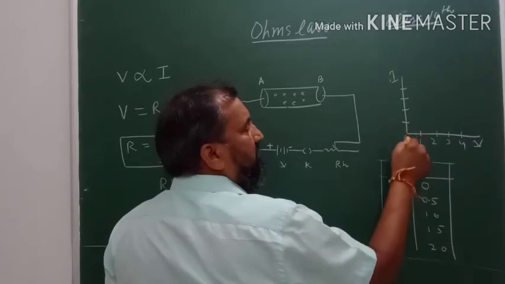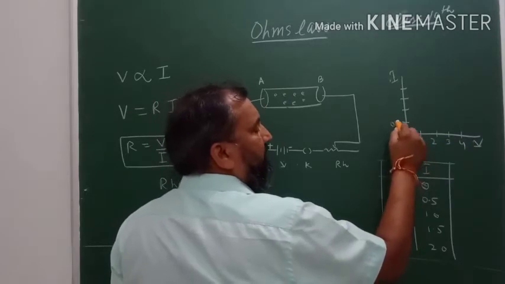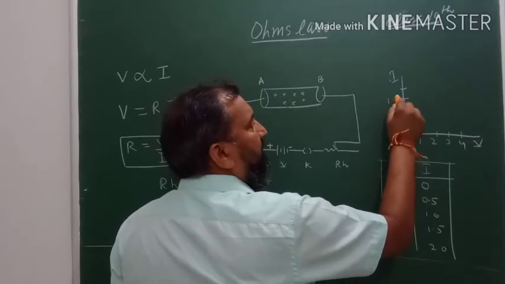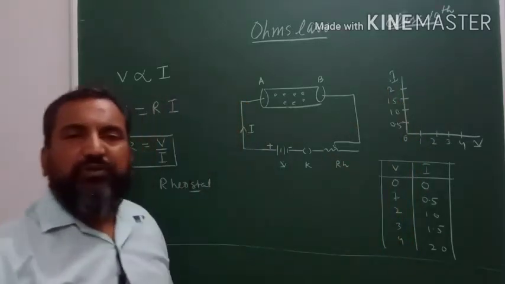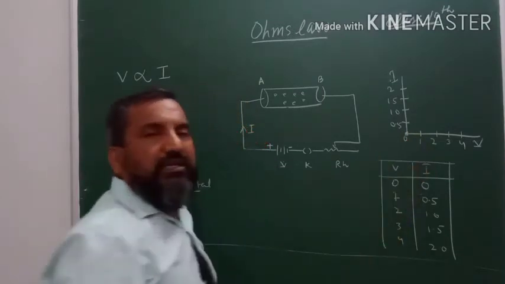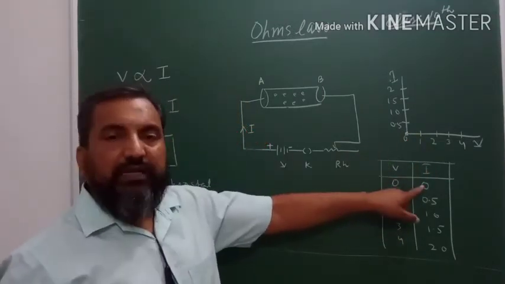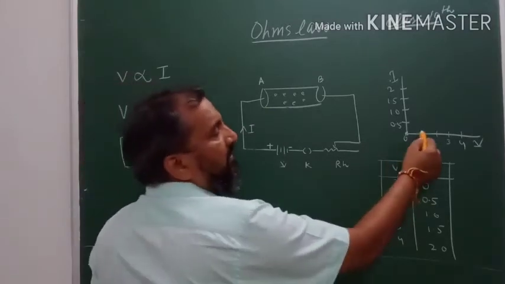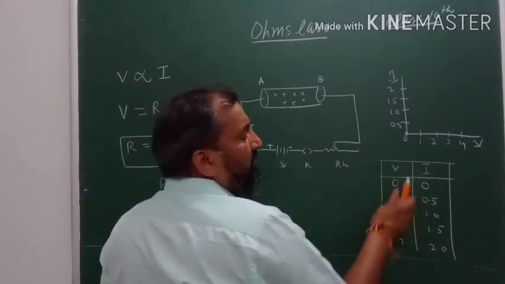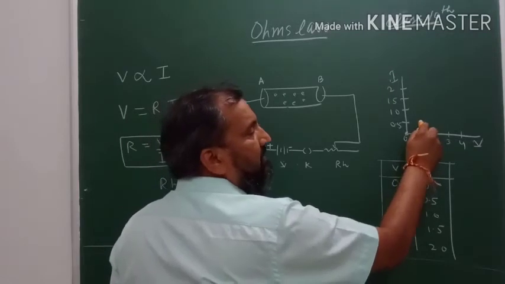That is 0.5, 1.0, 1.5, and that is 2. Plot the graph. When potential is 0, current is 0. When potential is 1, current is this much.